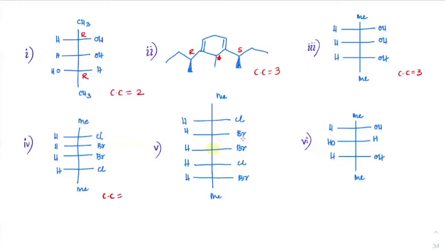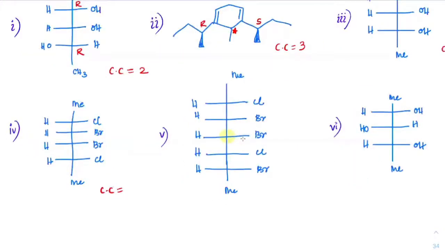Four, because this time there is no pseudo chiral center. Is there any pseudo chiral center here? No. These are meso forms. But meso forms will have regular chiral centers. Here, everybody? Right.